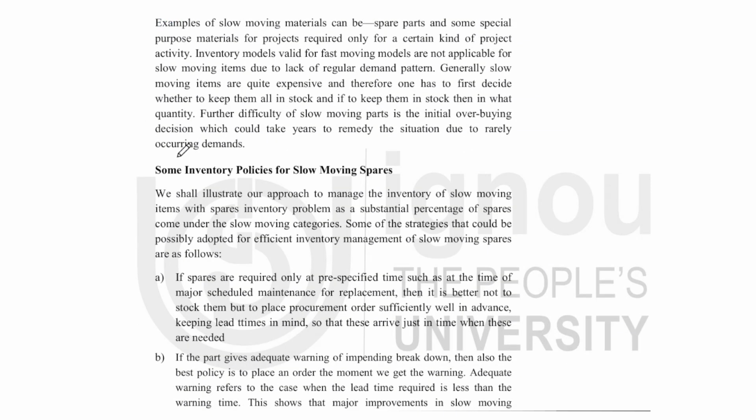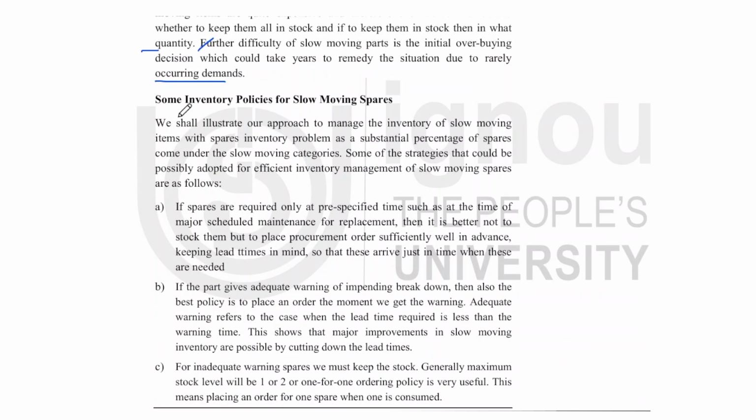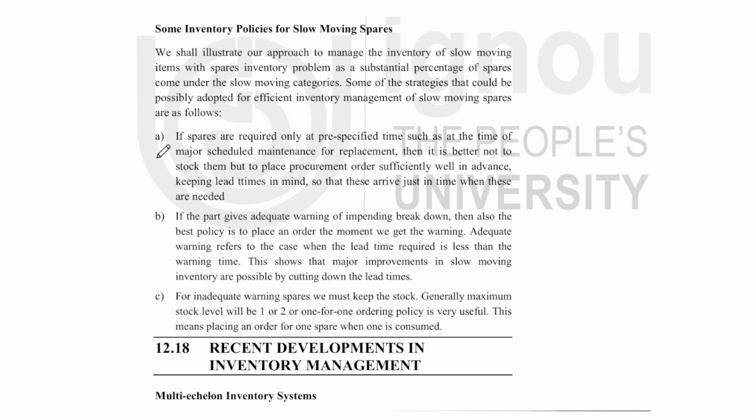Inventory models are valid for regular demand patterns, and generally slow moving items are quite expensive, and therefore one has to first decide whether to keep them in stock at all, and if so, what quantity. A further difficulty with slow moving parts is the initial overbuying decision, which could take years to remedy due to rarely occurring demands. And now some inventory policies for slow moving spares. We shall illustrate our approach to managing the inventory of slow moving items with the spares inventory problem, as a substantial percentage of spares come under the slow moving category.